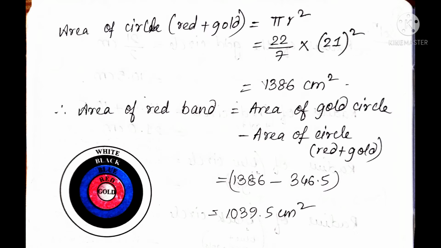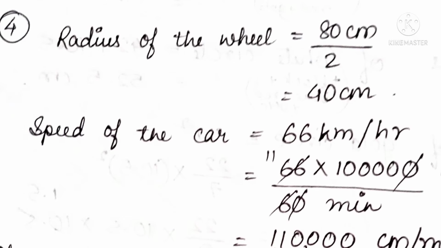Now we have to find the area of the red band. So we have to subtract the area of the gold circle from the area of the bigger circle which contains both red and gold part. So after subtracting this value we are getting 1039.5 centimeter square. So student, like this you have to find the area of the circle which contains red, gold and blue part, and then after you have to subtract. So next is question number 4.